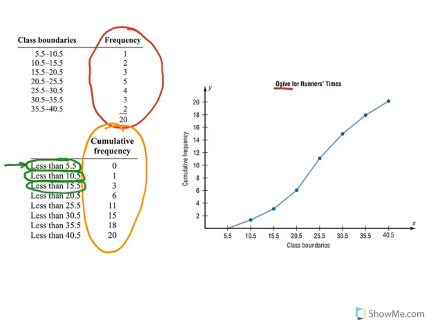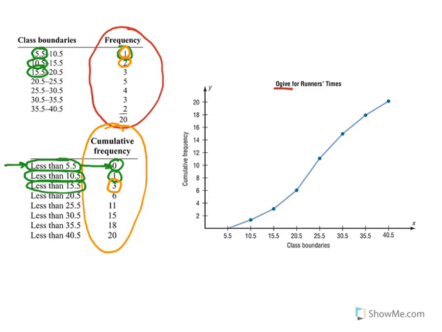So if you look at the first one, less than 5.5, look at our classes. There is nothing less than 5.5, because the frequency starts from 5.5 to 10.5, the frequency is 1. So you don't have any runners under 5.5 miles. This is why for less than 5.5 you'll say the cumulative frequency is 0. And then less than 10.5, you notice that you have 1. And so you put the 1. And then for less than 15.5, it's both the 2 and the 1. So 2 plus 1, and that's why you're getting a 3 here.